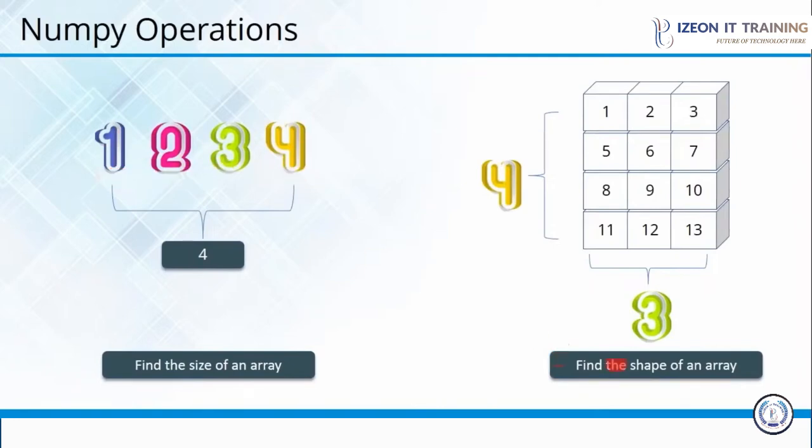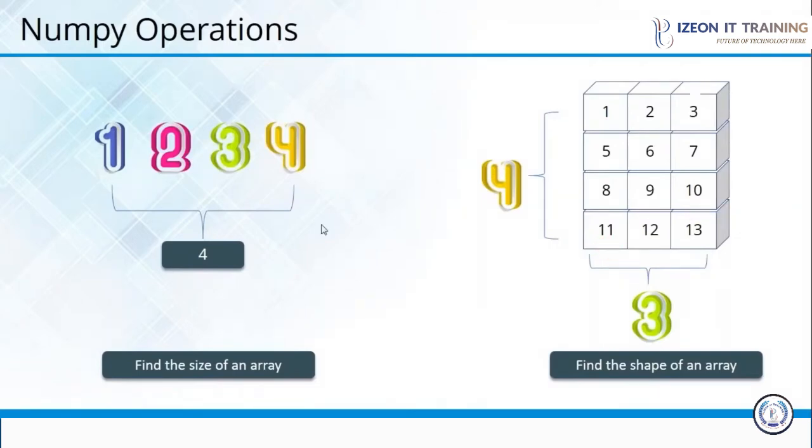Now you can even find the shape of your array. Now what do you mean by shape? Basically the total number of columns and rows. Now over here we have 3 columns and 4 rows. So our shape is actually 3 columns and 4 rows. Now let me show you practically how you can do that.